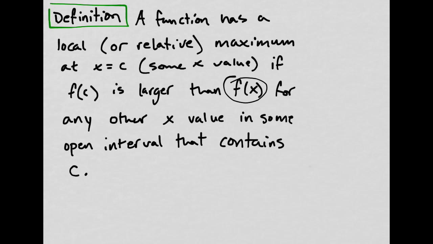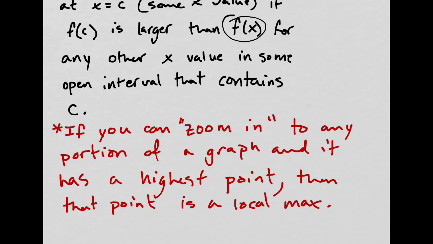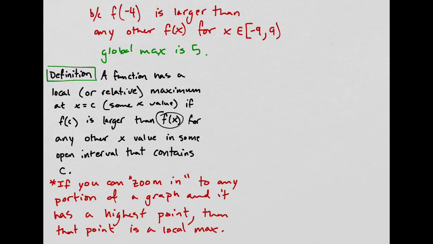What does that mean? It means if you can zoom in to any portion of the graph and there's a highest point, that's a local maximum. That portion is the open interval that you would make up. If you can zoom into any portion of the graph and it has a highest point, then that point is a local maximum.